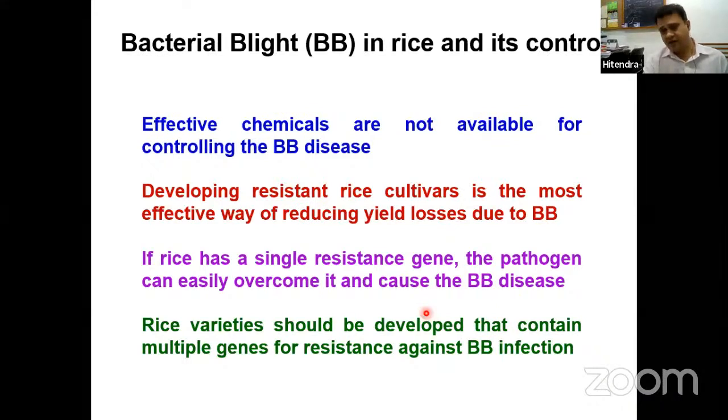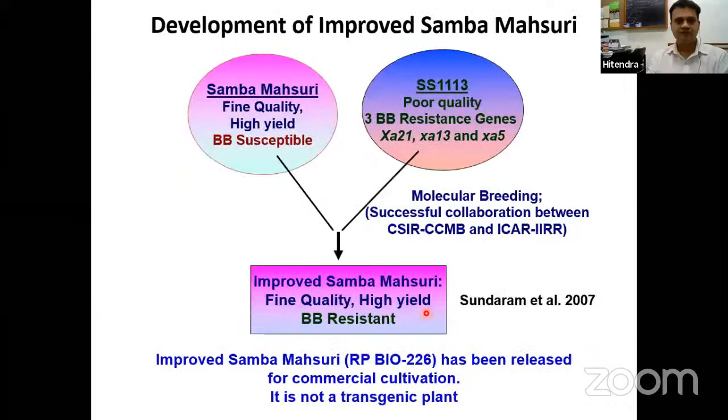Like what we see now in the case of COVID. First, we saw the first phase, then Delta came, then Omicron came. So, like that, we are seeing different versions of this COVID virus. Like that, this bacteria Xanthomonas also has different strains. Okay, and if we put just one gene, then it may not be effective. So we need to put multiple resistance genes to get a better resistance.